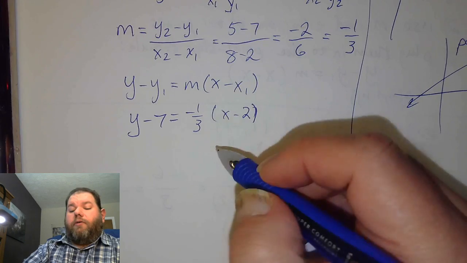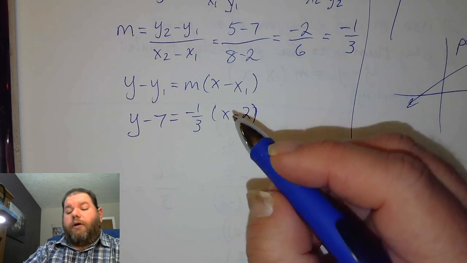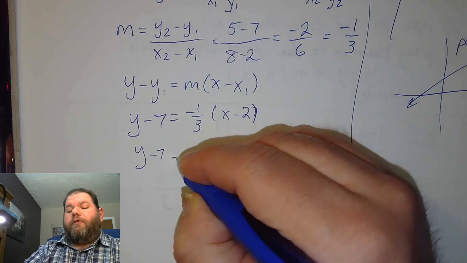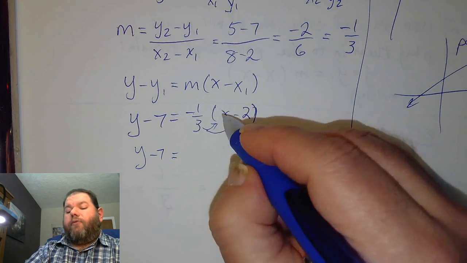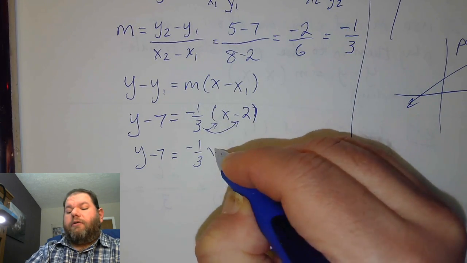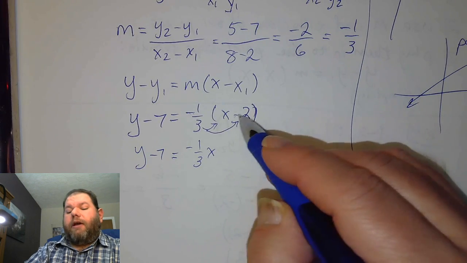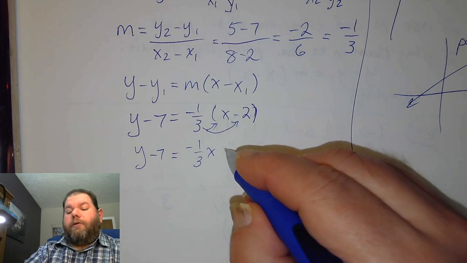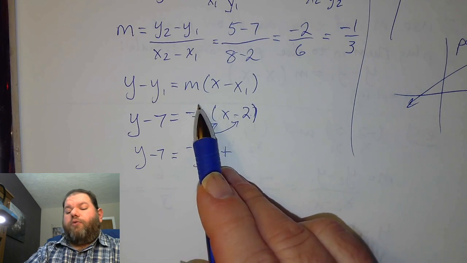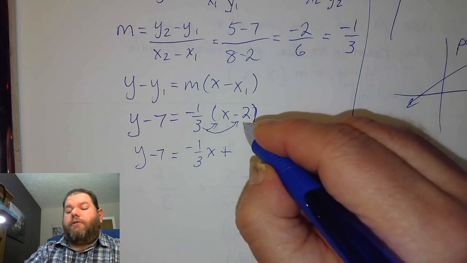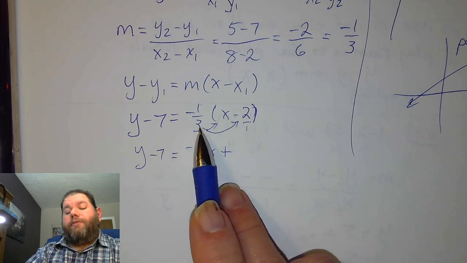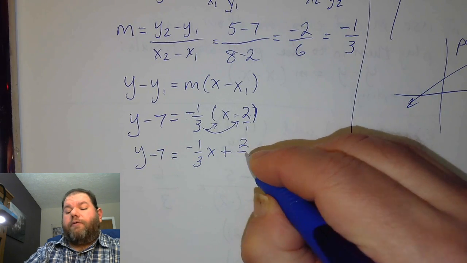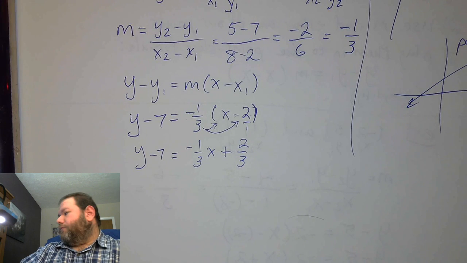Okay. One last thing here to do is solve for y. So we'll distribute the negative 1/3. So it's negative 1/3 times x. Negative 1/3 times negative 2. Now we have two negatives, so we know it's going to be a positive. And then 1/3 times 2. Remember, 2 is actually 2 over 1. So multiply 1 times 2 on top, and 3 times 1 on bottom. So that is 2 over 3. And it is positive.